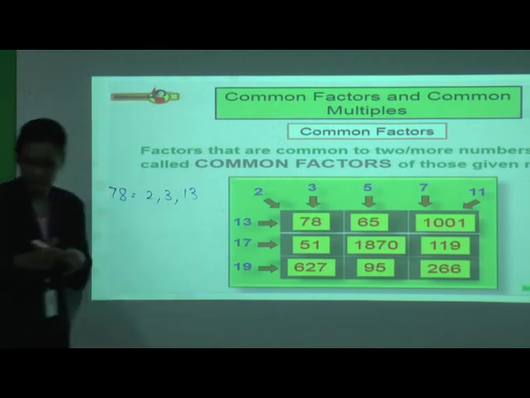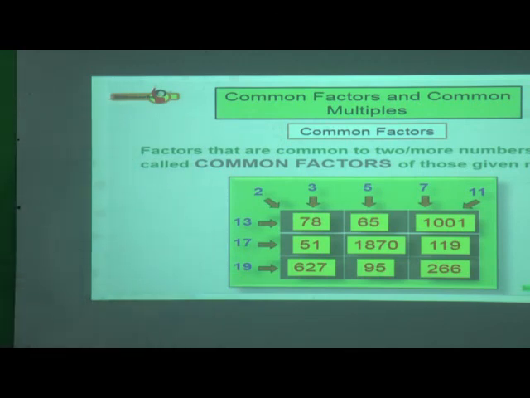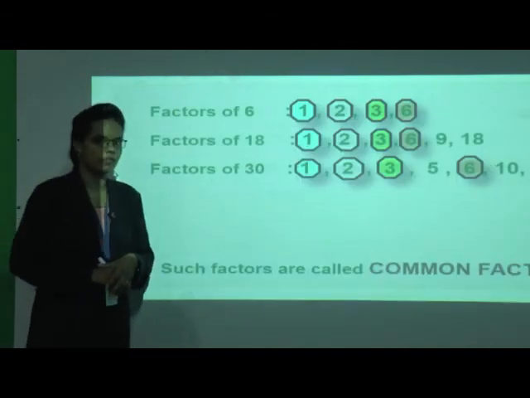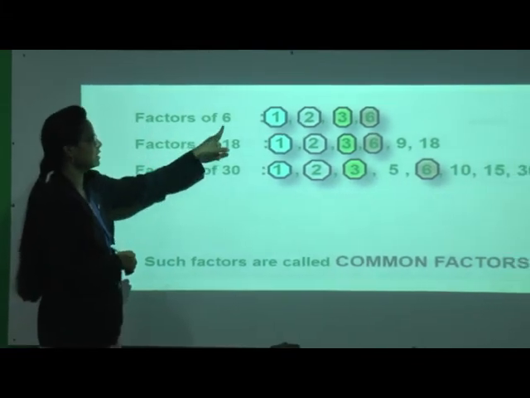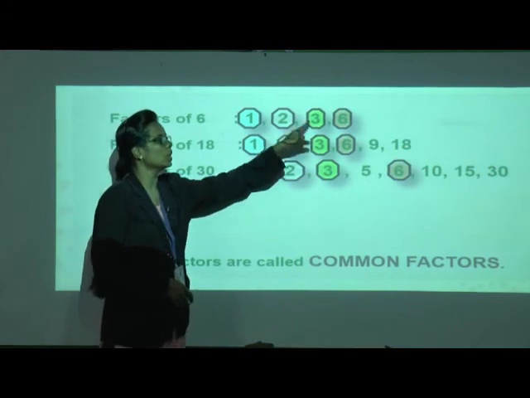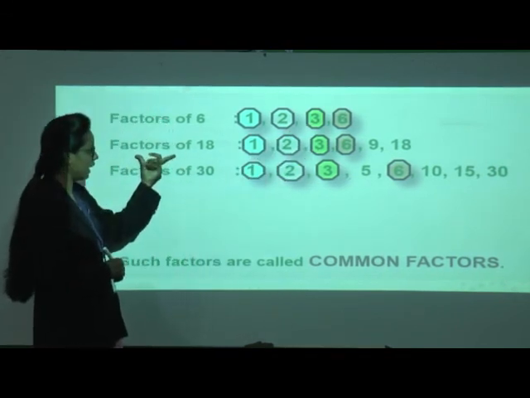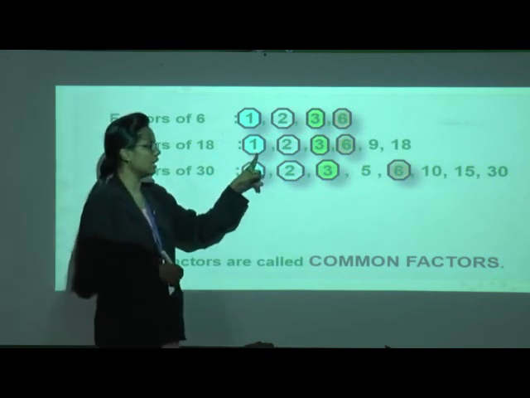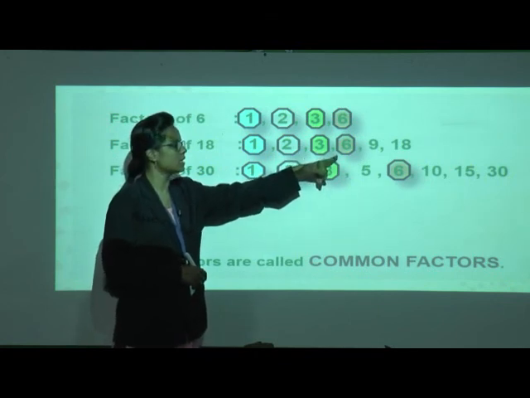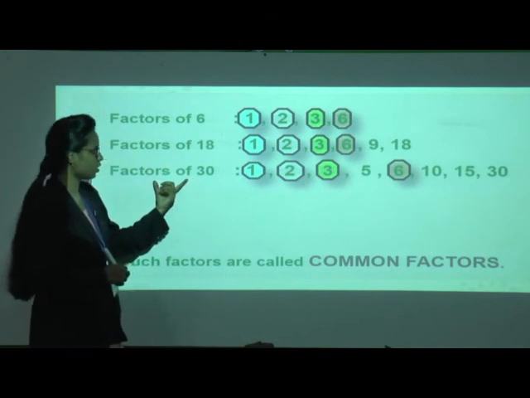Let us see this in detail by solving an example. We will solve an example and understand more about factors. Now see, we have to find the factors. The factors of 6 are 1, 2, 3 and 6. Now we will find the factors of 18. Factors of 18 are 1, 2, 3, 6, 9 and 18. Now we will find the factors of 30.